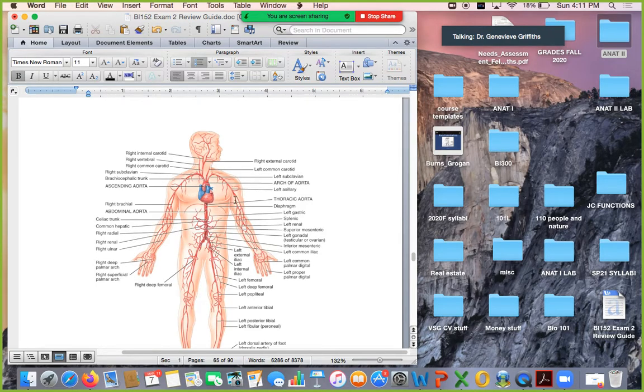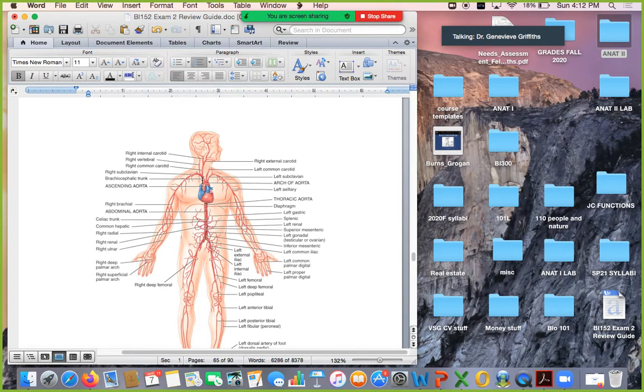And as we follow the upper and lower limbs, they're both going to be the same on the left and the right. So I'm just going to follow this right side here. As we come down, we have the brachial. The brachial is then going to split off into the radial and also the ulnar. And then we have the palmar arches. We have the superficial and the deep palmar arches.